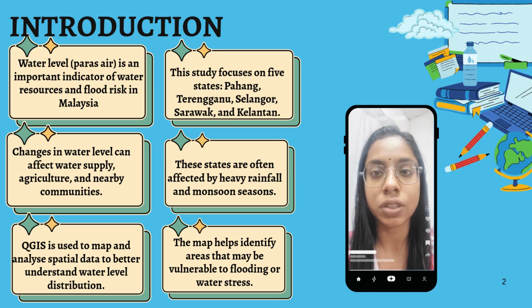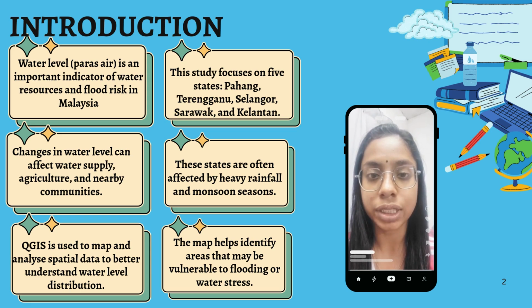This study focuses on 5 states, which are Pahang, Terengganu, Selangor, Sarawak, and Kelantan. Water level is an important indicator of water resources and flood risk in Malaysia. Changes in water level can affect water supply, agriculture, and nearby communities. And also, these states are often affected by heavy rainfall and monsoon seasons.